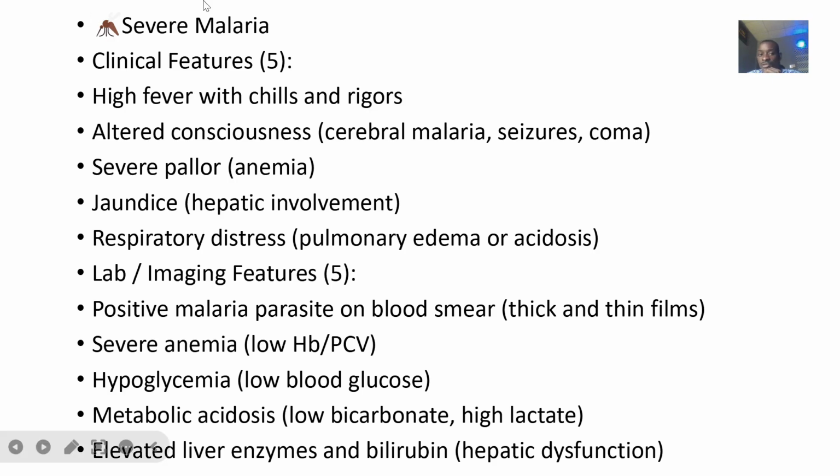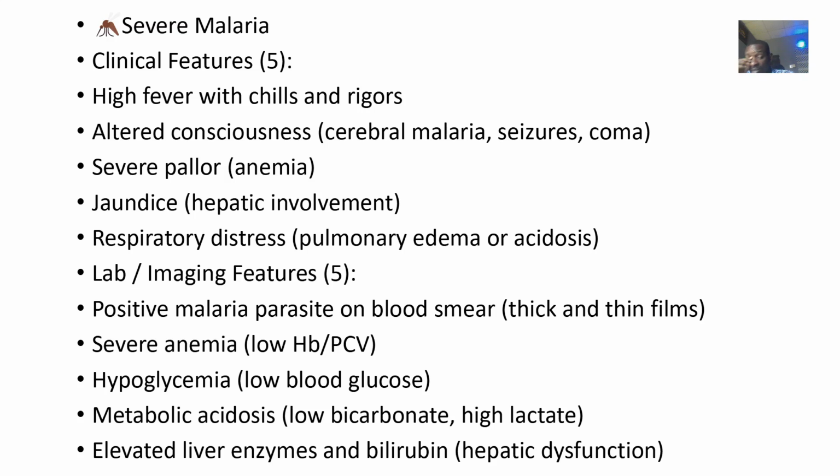So clinical features. Now, for severe malaria, you have fever with chills and rigors, altered consciousness. That's when the malaria actually got to the cerebral level, causing seizures and also coma. You can have pallor, you can have jaundice, you can have respiratory distress.